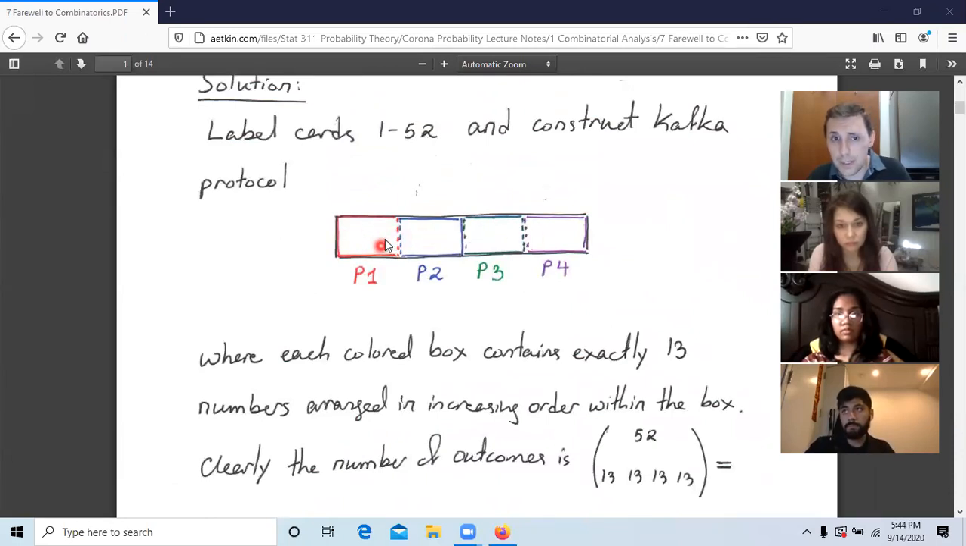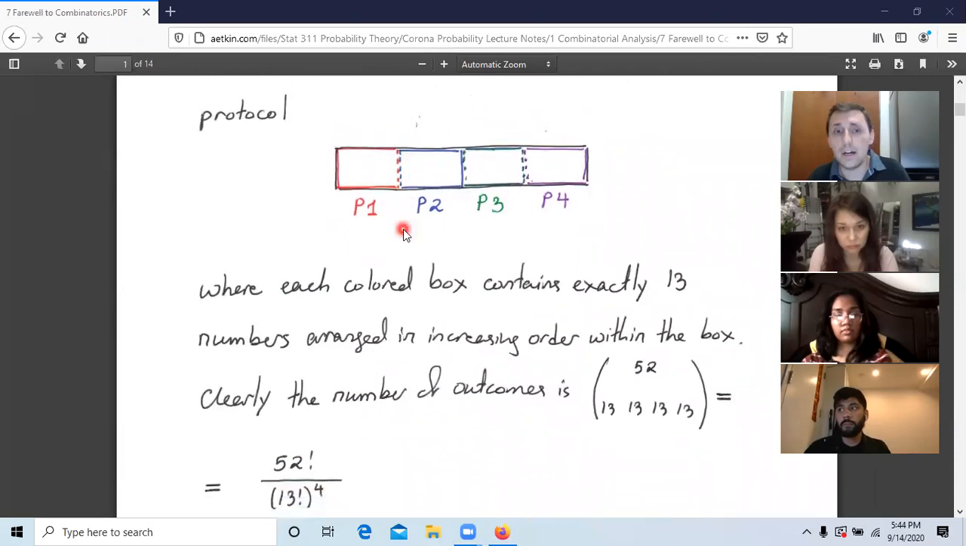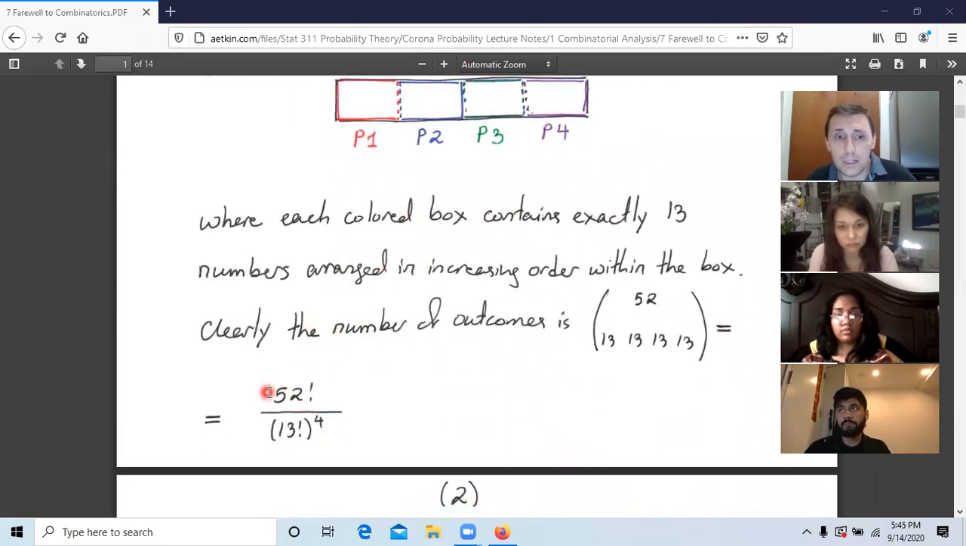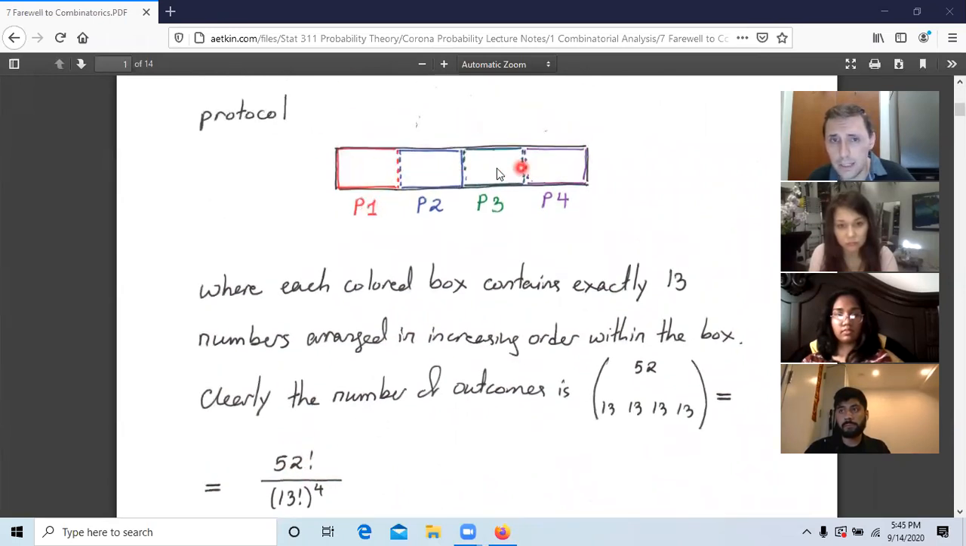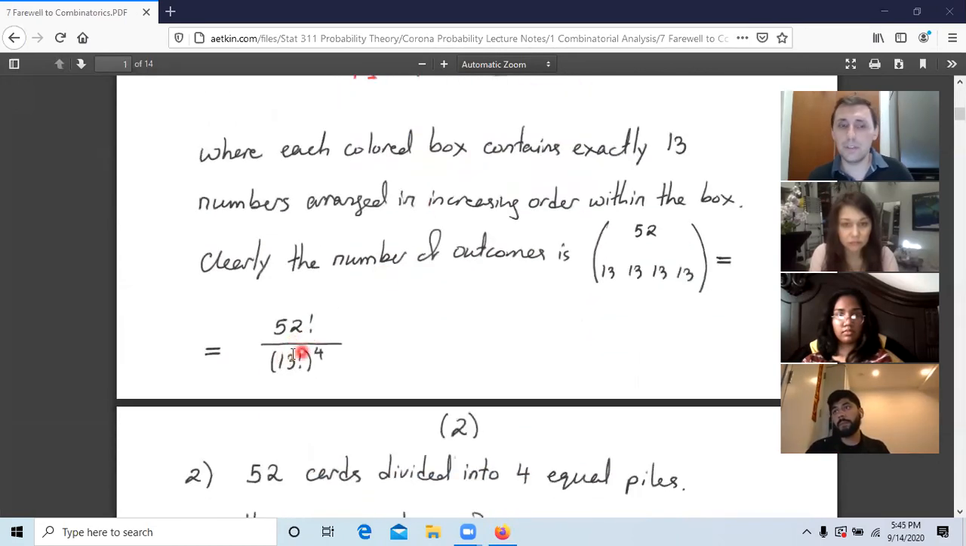Whatever numbers are assigned to P1, I write them in increasing order, from smallest to largest. You understand? So I imagine those codes. And then how to do that? Well, each permutation, if I write any sequence of numbers, clearly determines the destiny, correct? If I write 1 through 52, that means the first 13 cards are here, the next 13 are here, the next 13 are here, in increasing order. So clearly each permutation describes the destiny. But there are several permutations that describe the same destiny. That's why we divide.